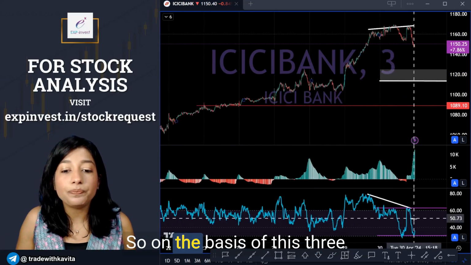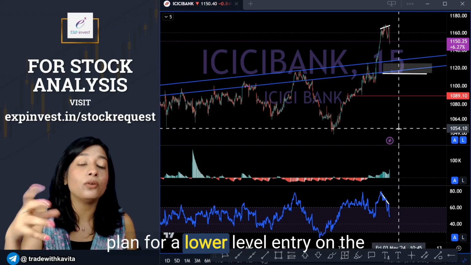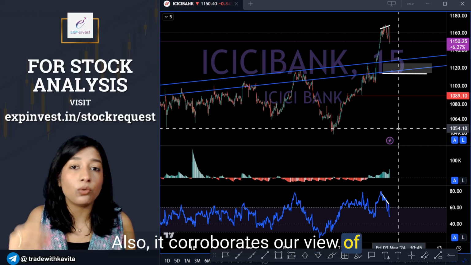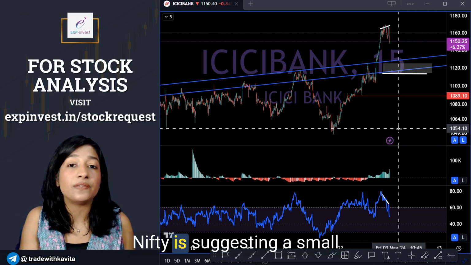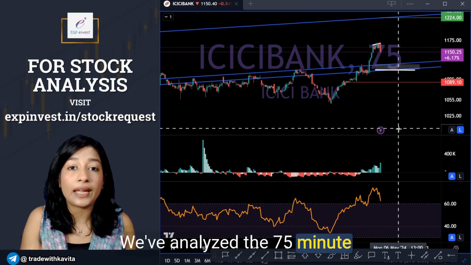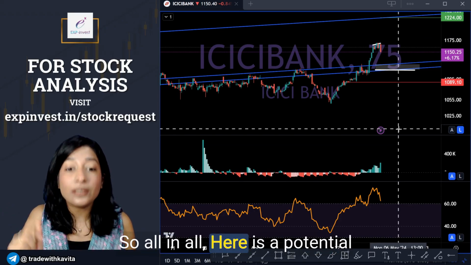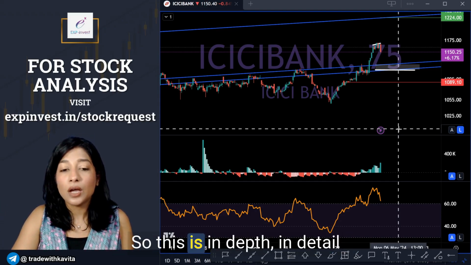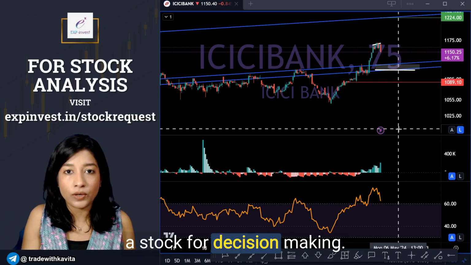So on the basis of this 3-minute time frame's weakness, we can plan for a lower level entry. On the basis of the 15-minute time frame also, it corroborates our view of short-term potential retracement. We've analyzed the broad market, and we've seen that Nifty is suggesting a small correction to the downside. We've analyzed the 75-minute, daily and weekly time frames, which suggest short-term bullishness in the stock. So all in all, it is a potential that we can take advantage of. So this is an in-depth, detailed analysis of how I usually approach a stock for decision making.